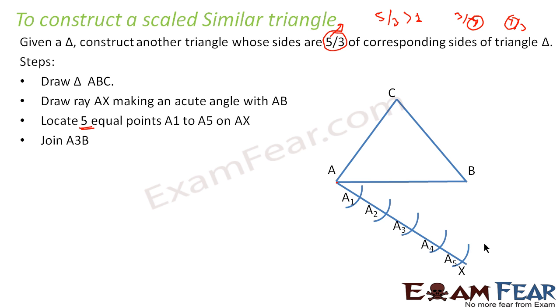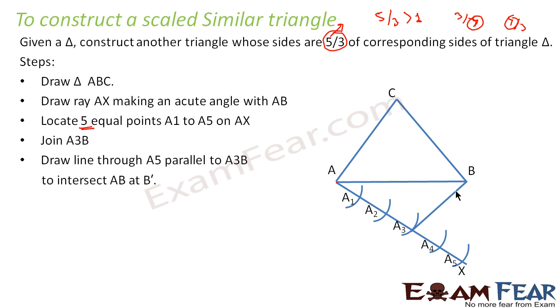Let's join A3B. Why? Because it is 5:3, so we take the third point and join it to B. Now through A5 we'll draw a parallel line which intersects the extended line AB at B dash. So from here we'll draw a parallel line like this.